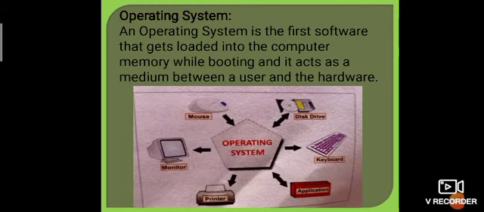Operating system. What is an operating system? An operating system is the first software that gets loaded into the computer memory while booting, and it acts as a medium between a user and the interface. Computer, being a machine, cannot do anything on its own. It requires specific instructions on how to perform each and every task. The instructions are to be converted into a language which a machine understands. It means that the user cannot communicate with the computer directly. We require an interface between the user and the hardware. The operating system acts like that interface.